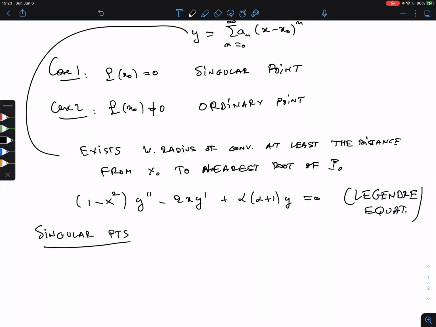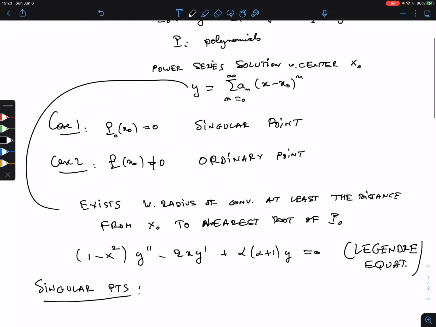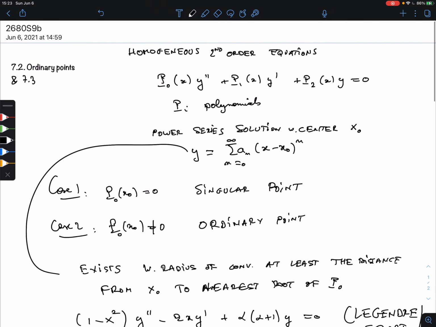So how do you find the singular points? Simple. These are the roots of this P here. I meant P0 here. Sorry, that was a bit misleading that I didn't write a 0 here, right? So it is all about the polynomial in front of y double prime.